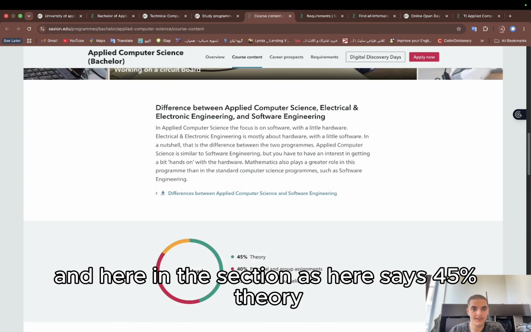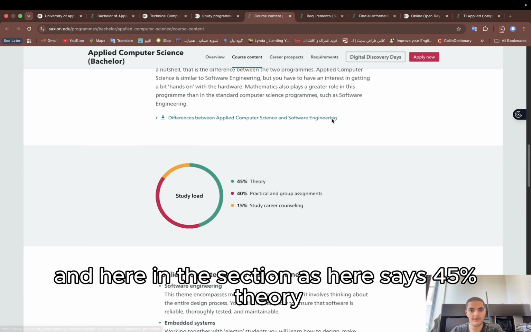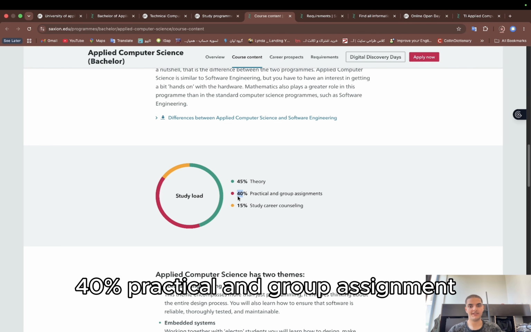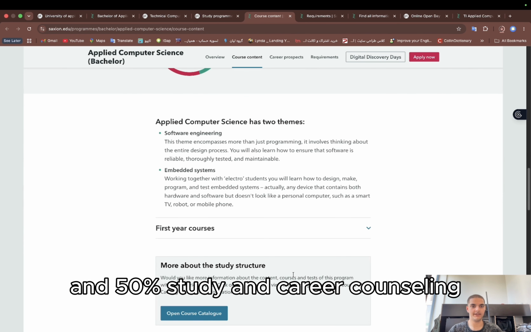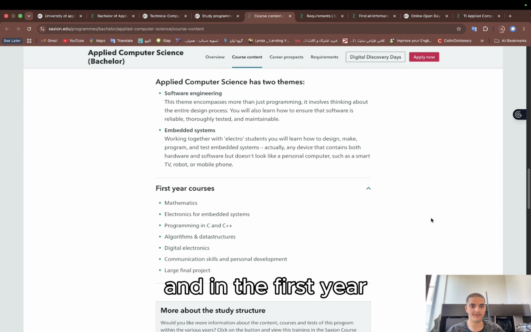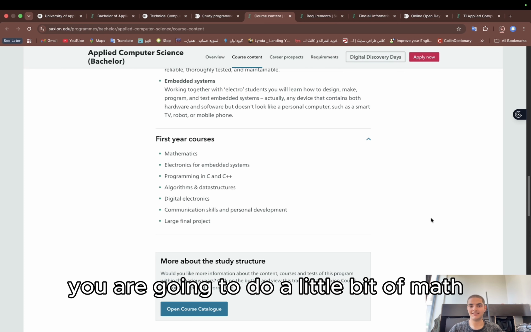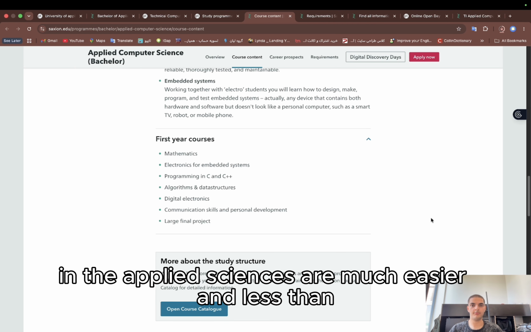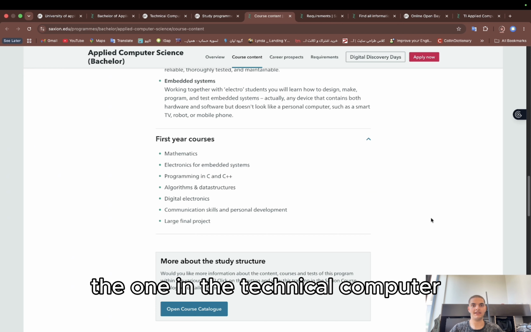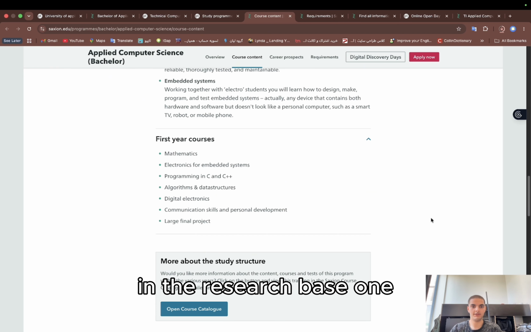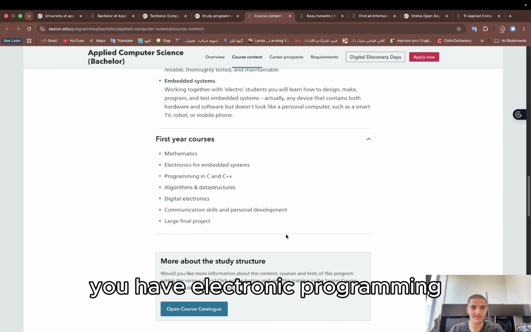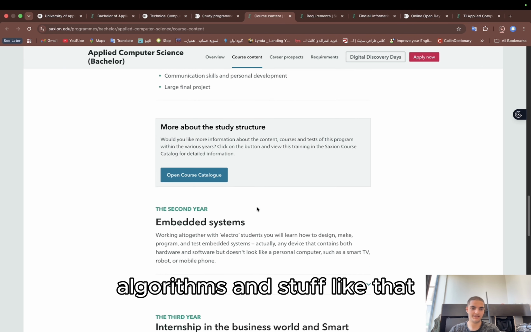And here in the section, it says 45% theory, 40% practical and group assignment, and 50% study and career counseling. And in the first year, you are going to do a little bit of math. The math in the applied science is much easier and less than the one in the technical, research-based one. You have electronics, programming, algorithms, and stuff like that.